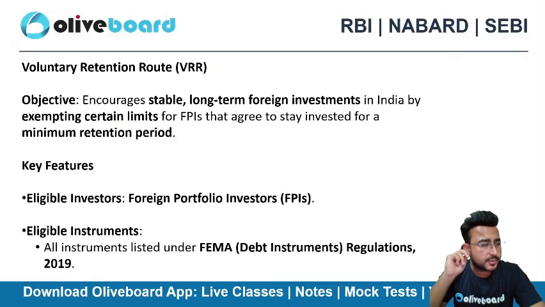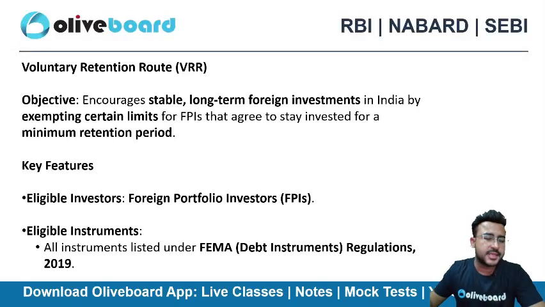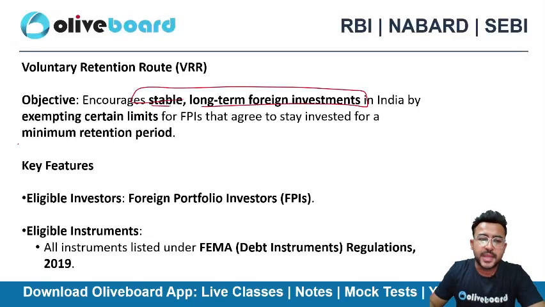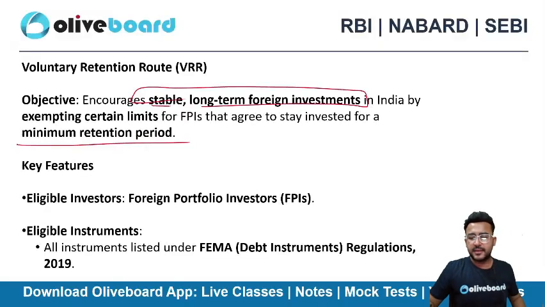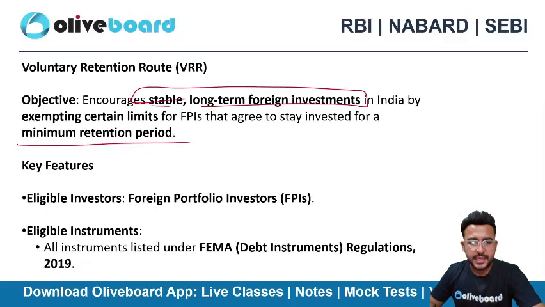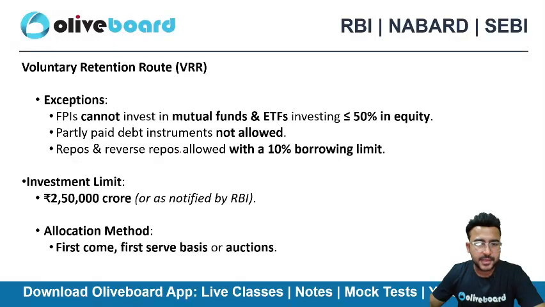Voluntary retention rule. Now this encourages stable and long-term investment. Why? Because there is a minimum retention period requirement here. If an FPI is coming under the VRR route, then there is a minimum retention period requirement, right? So what is that limit?